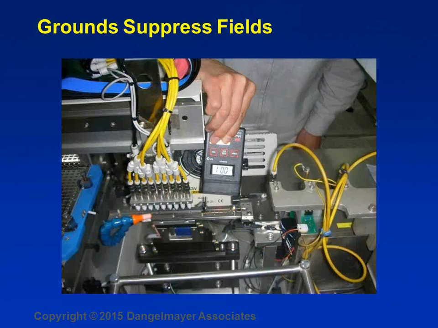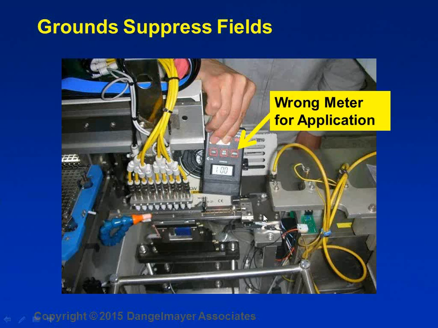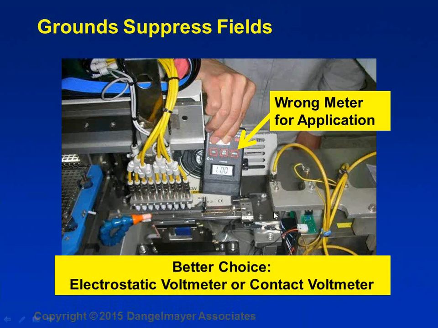Here's an illustration of the grounds in an automated tool influencing the measurement. Here you have the devices right in this track in the center. And we have this meter that's measuring the area and averaging in all of these grounded metal objects. Therefore, the reading is not indicative of what the component is experiencing. So, simply put, the field meter is the wrong choice for this application. Better choices would be either the electrostatic voltmeter or contact voltmeter.